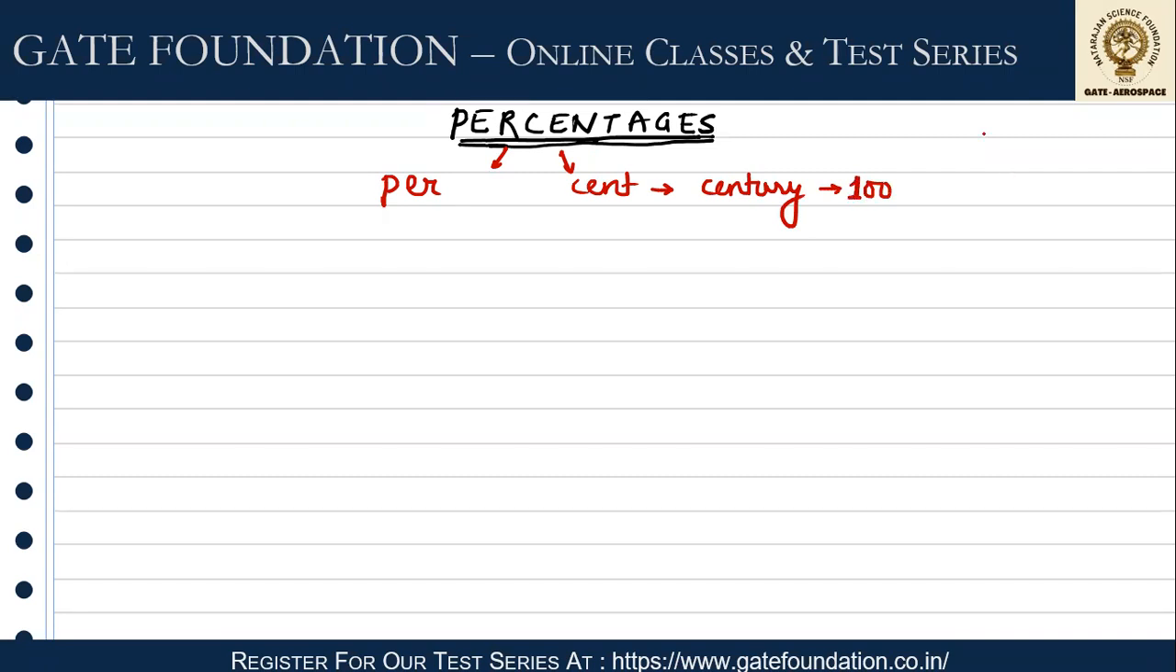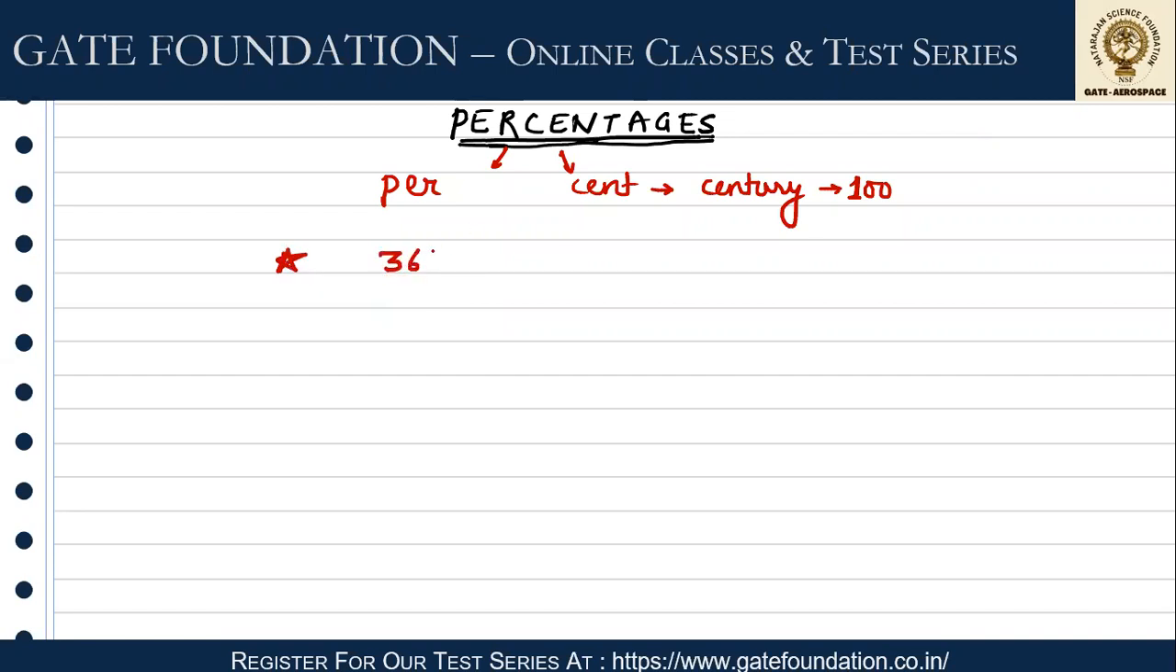So if you are getting 2 out of 10, it will be out of 100. So this is basically a method of comparing two or more things. We set a common standard of 100, so we'll be comparing it out of 100. So we'll find out percent. For example, if I take, let's say, 36%.